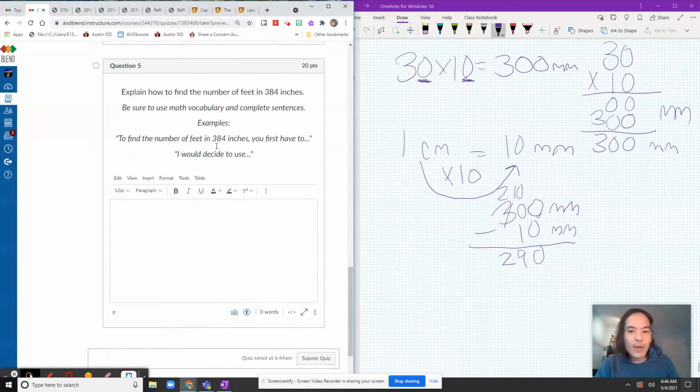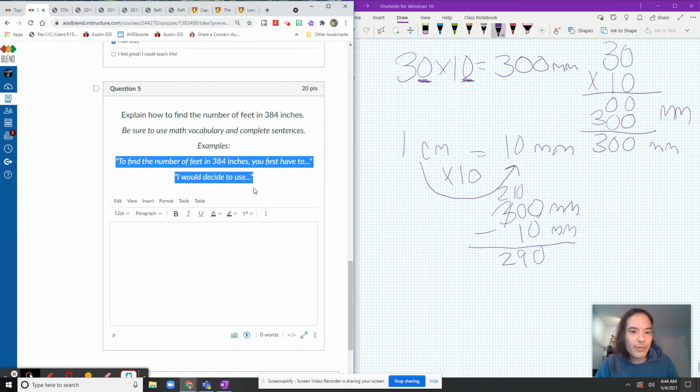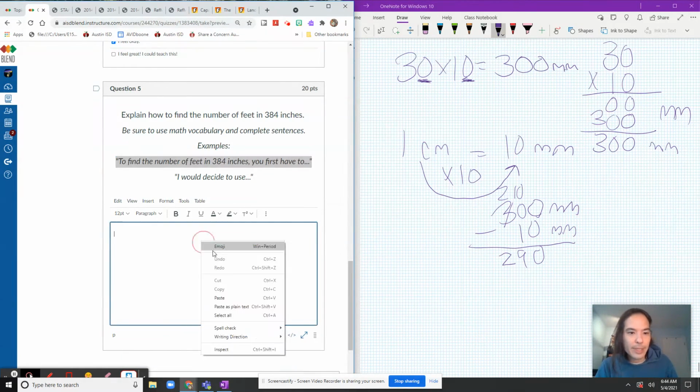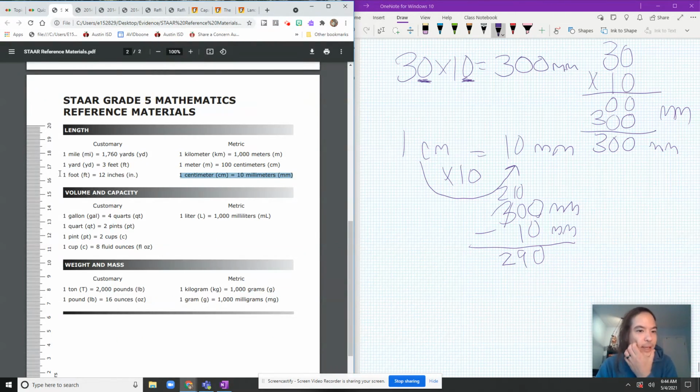All right. Okay, and then finally, question 5. Explain how to find the number of feet in 384 inches. All right, so you can use the STAR reference guide to find the number of feet in 384 inches. First, you have to look at your reference guide, and then for customary conversions, I would decide to use, we're changing from feet to inches. So foot to inches means multiply by 12 because we're going from a bigger unit to a smaller unit.